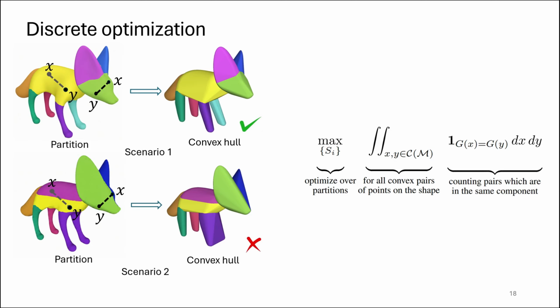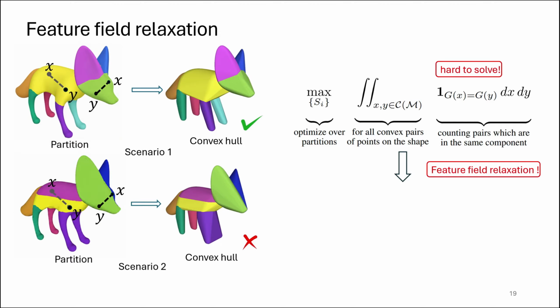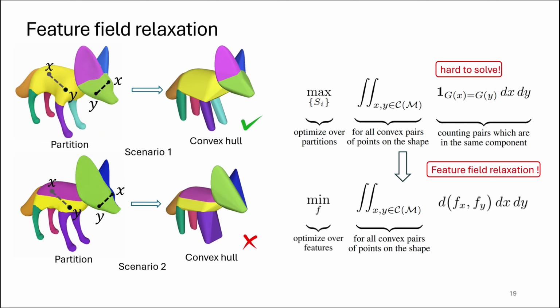But this discrete optimization problem is often hard to solve, so we relax it to a continuous optimization problem by introducing a feature field. And instead of counting the convex pairs in the same component, we seek to minimize over the feature field the feature distance of all the convex pairs on the same shape.